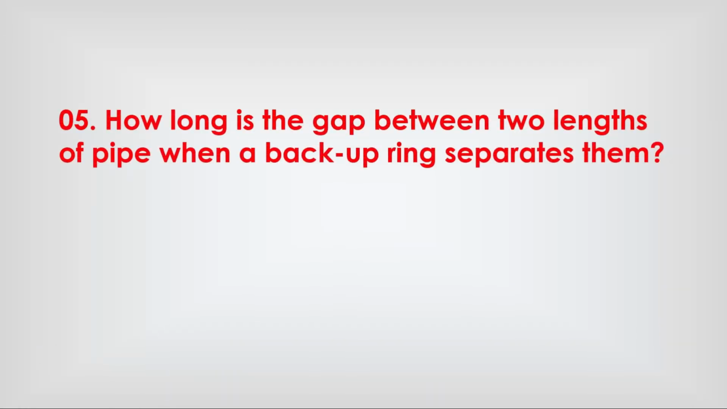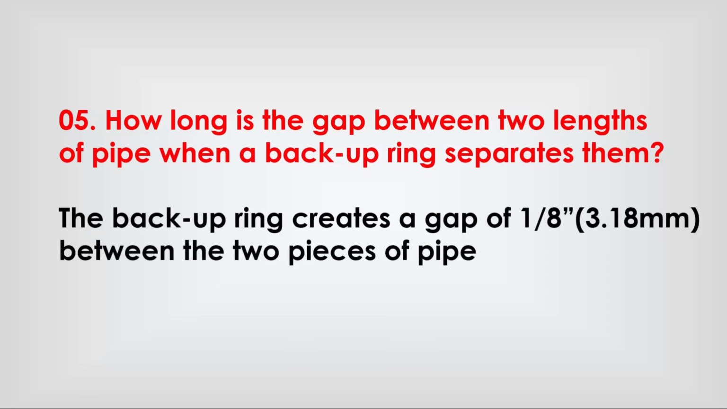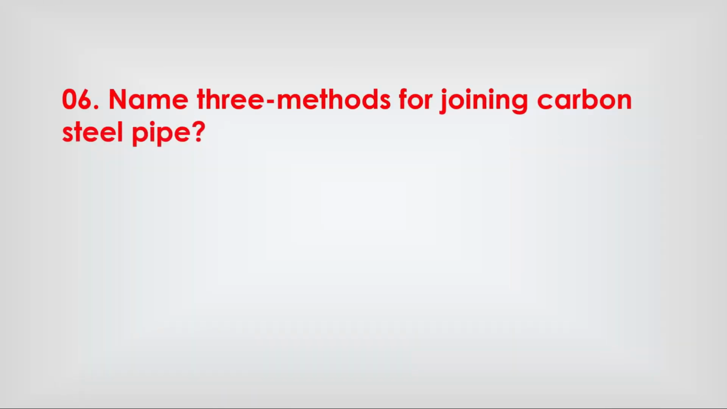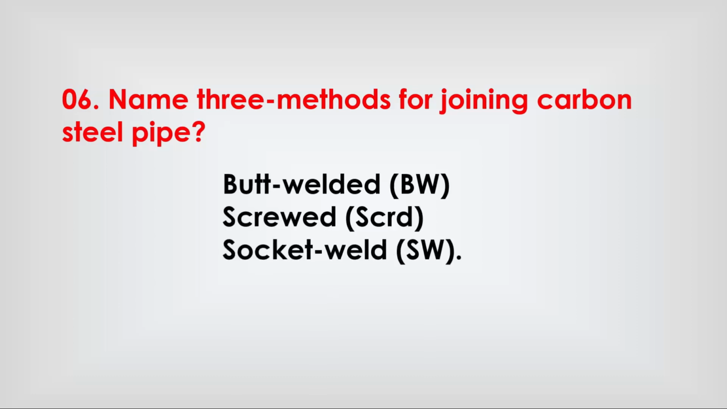How long is the gap between 2 lengths of pipe when a backup ring separates them? The backup ring creates a gap of 1/8 inch, 3.18 mm between the 2 pieces of pipe. Name 3 methods for joining carbon steel pipe: butt welded, screw, socket weld.